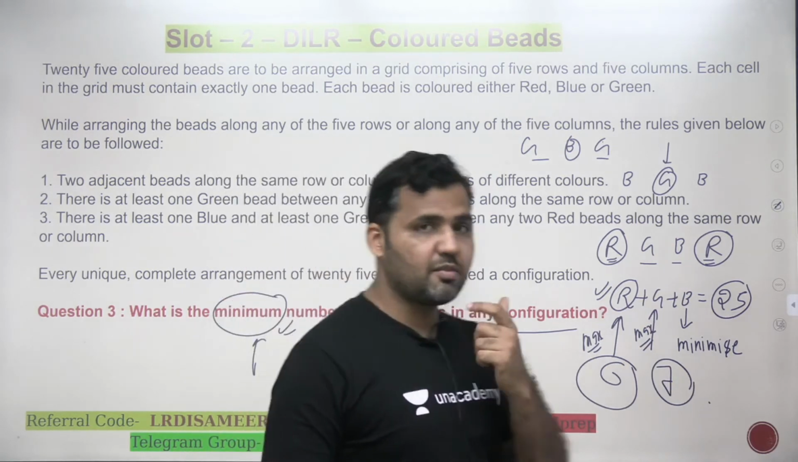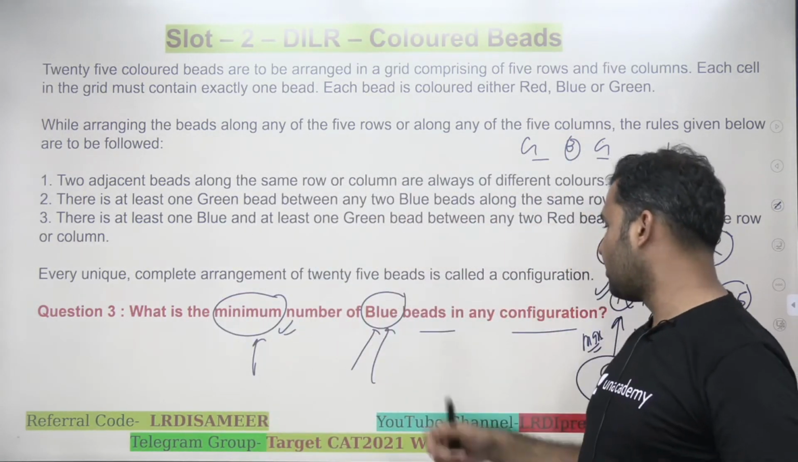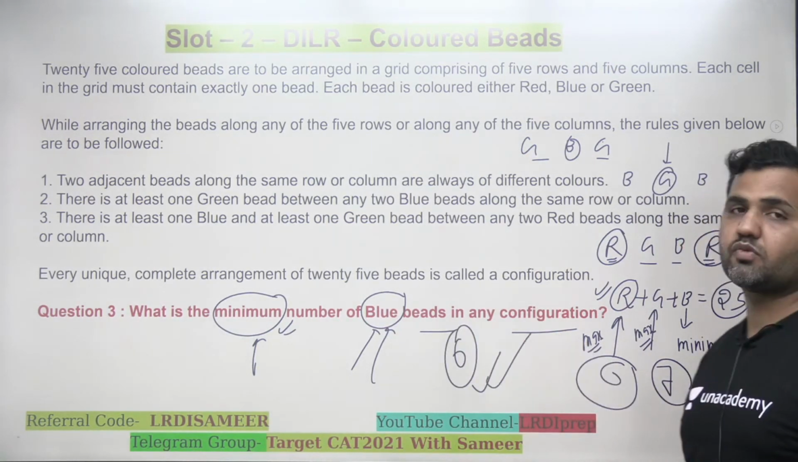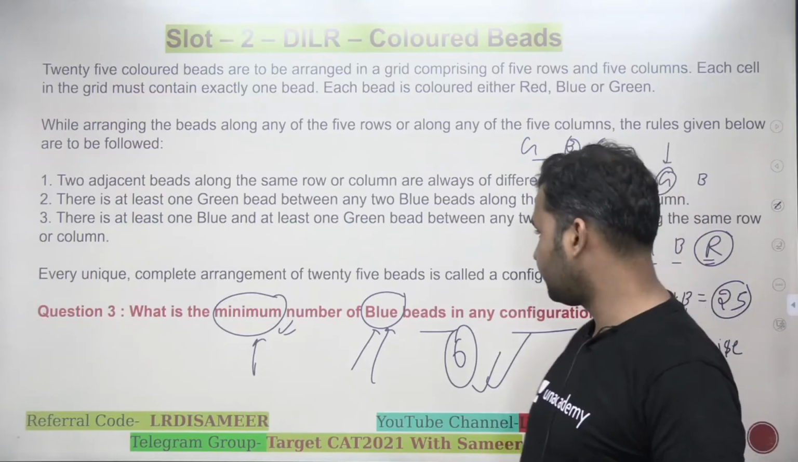Because the question is asking me to find out the minimum number of blue beads, therefore the answer to the question would be 6. The minimum number of blue beads would be 6. This would be the right answer of the question.